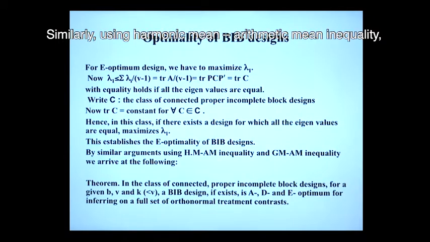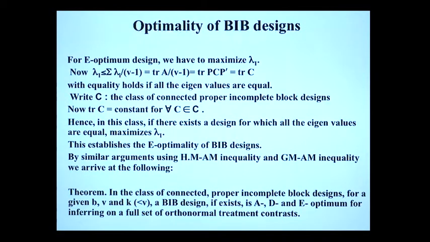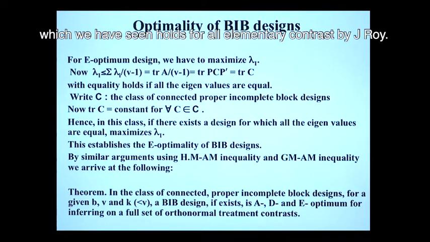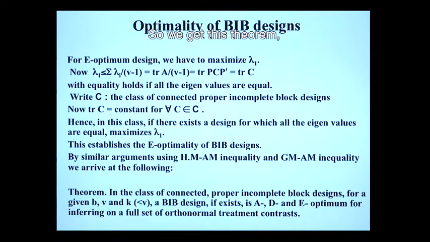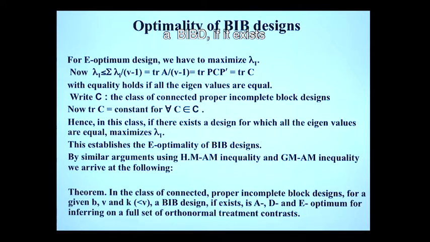Similarly, using the harmonic mean-arithmetic mean inequality and the geometric mean-arithmetic mean inequality, we can establish the optimality of a design for which all lambdas are non-zero and equal. This establishes the optimality of BIBD, balanced incomplete block design, which we have seen holds for all elementary contrasts by J. Roy. So, we get this theorem that in the class of connected proper incomplete block designs, a BIBD, if it exists for a given B, V and K, is A, D and E optimum in the whole class of designs.